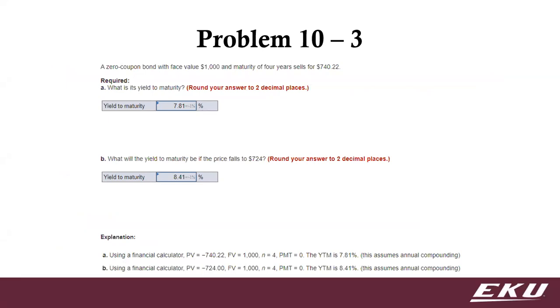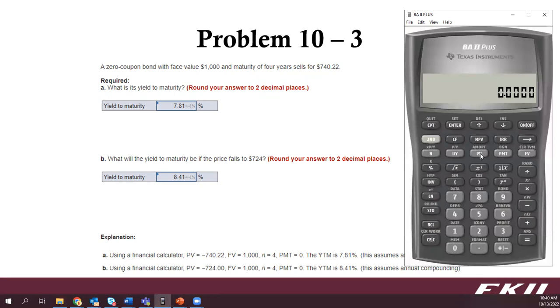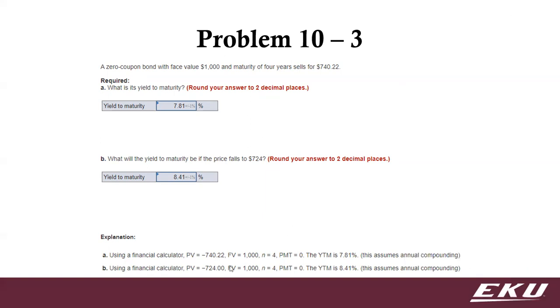All right, and so this is using the BA2 Plus financial calculator, right? When you use the financial calculator, the PV, FV, N, IY, PMT, that time value of money row, we'll just use that to solve for this. And here's how you would put it in. Remember, the future value is going to be the par value, the face value, right? N is the number of periods. In this case, it's 4 years, right? 0 coupon, so 0 payment.